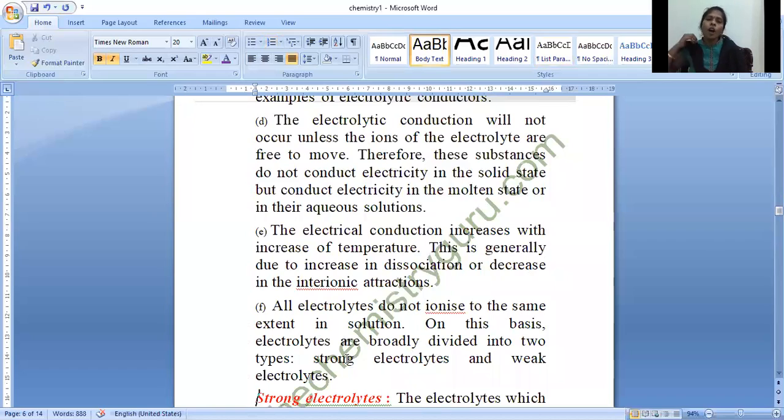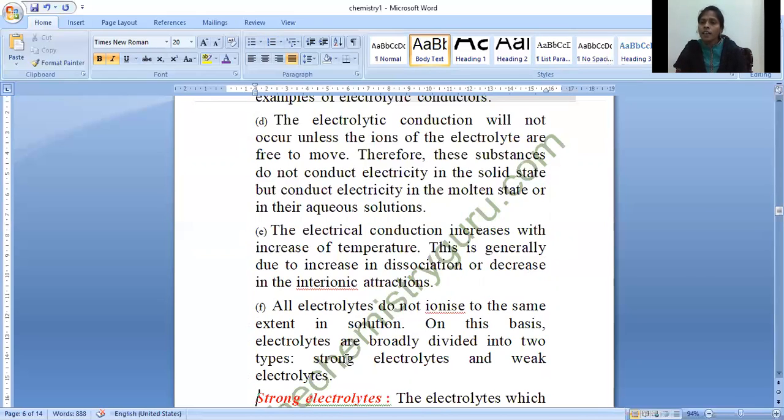But here, all electrolytes do not ionize to the same extent in the solution. Yes. So every substance or every material is not decomposing at the same speed. Some electrolytes are decomposing slowly, but some electrolytes are decomposing very fast. If some electrolytes are decomposing fast, what happens? The number of ions also immediately increases, and the conductance also increases immediately.